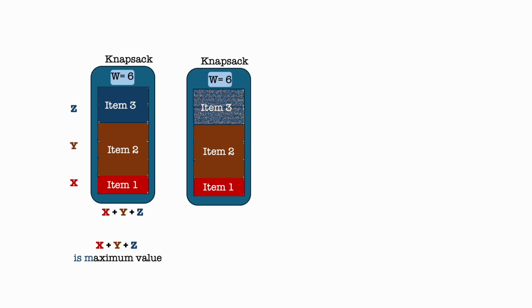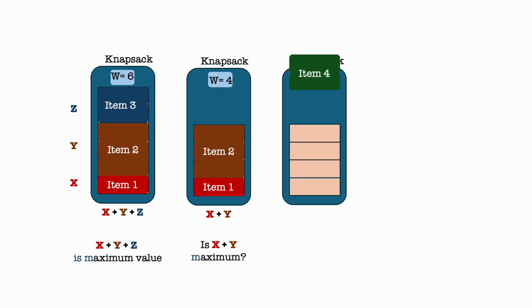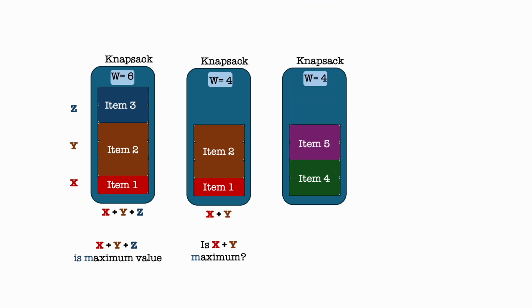Now we remove item 3 from the knapsack and reduce the knapsack's capacity by the weight of item 3. At this point, the knapsack contains only items 1 and 2, and its value is x plus y. The question now is, is x plus y the maximum possible value for a knapsack with this reduced weight capacity? Suppose someone argues that at this state, other items could give a higher total value. Let's assume there are items 4 and 5 that together give a total value of x dash plus y dash, which is greater than x plus y.